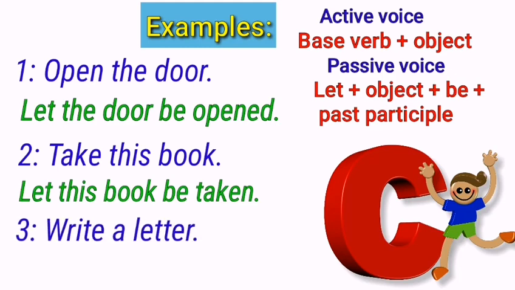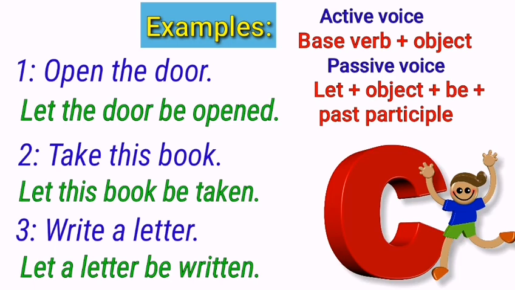Write a letter. Observe this active sentence. It can be changed with the same formula. Let a letter be written. You can see, we have added let, then the object, then be, and then the past participle of the verb, written. So, we have got the passive voice of this imperative sentence.